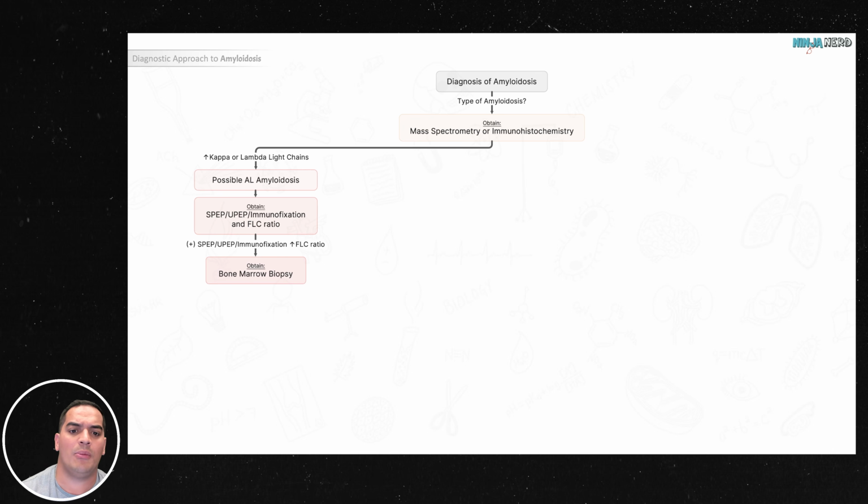Another way that we can confirm that it's multiple myeloma is usually they have lots of these plasmacytomas occurring in the bone marrow. So if I see things like that, that really is suggestive of multiple myeloma. In this case, AL amyloidosis.